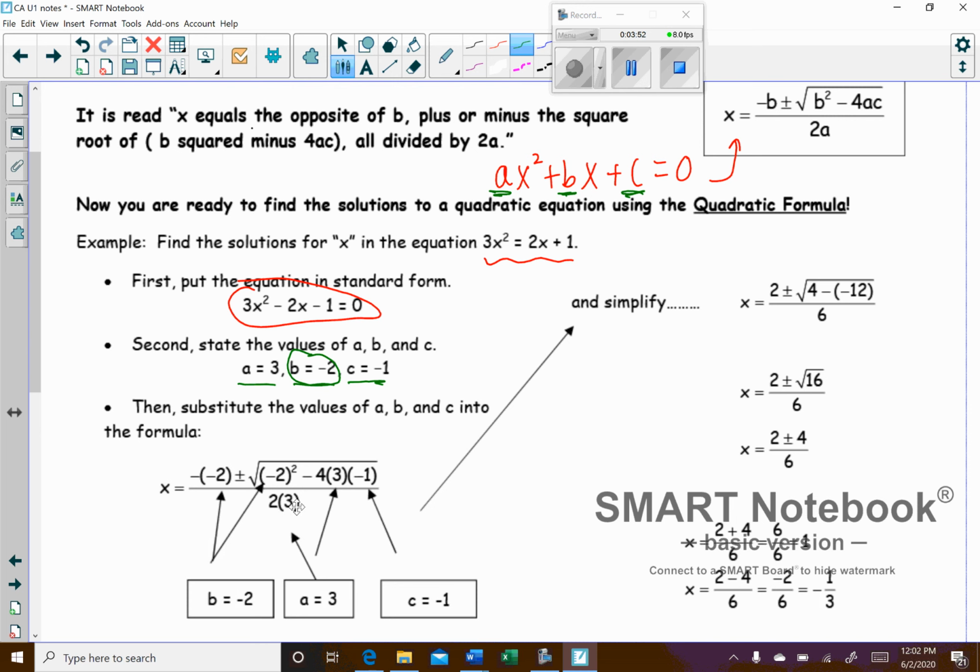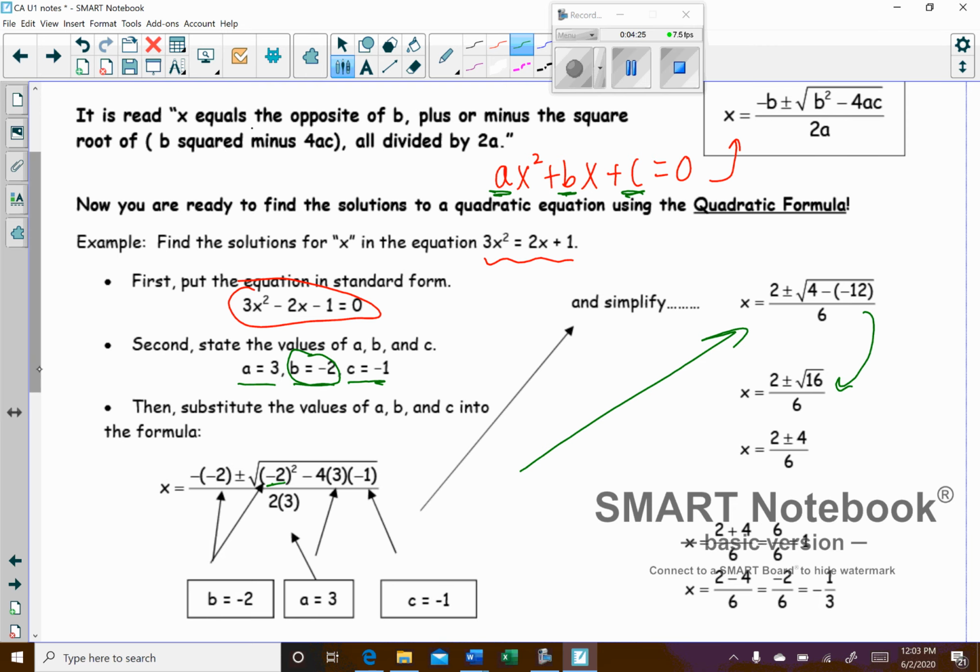And then from here, you're just going to simplify it. The double negatives here cancel out, and that gets us to the positive 2. Then negative 2 squared becomes positive 4. And then 4 times 3 times negative 1 is a negative 12. So then you have a minus a negative 12, which will become plus. You add that, and that becomes 16 down here. Then the square root of 16 is 4.